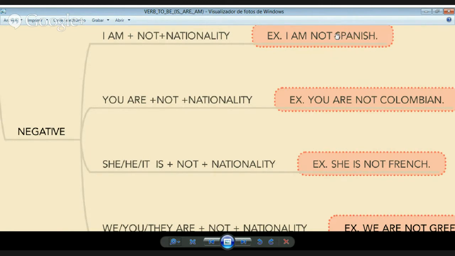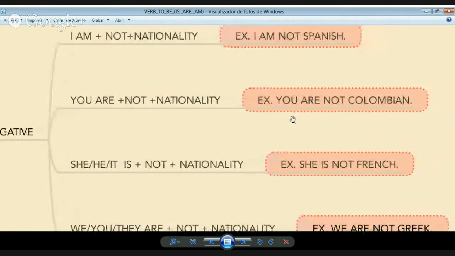Can you see the example? The only word which you're gonna change is Spanish. So you don't change anything else if you want to speak in first person. If you want to use the second singular person, you are not plus the nationality. So you have, you are not Colombian, you are not Salvadorian, you are not Canadian. So can you see this structure doesn't change, but this one, which is the nationality, it does. So it is pretty easy, right? So you just change the nationality.